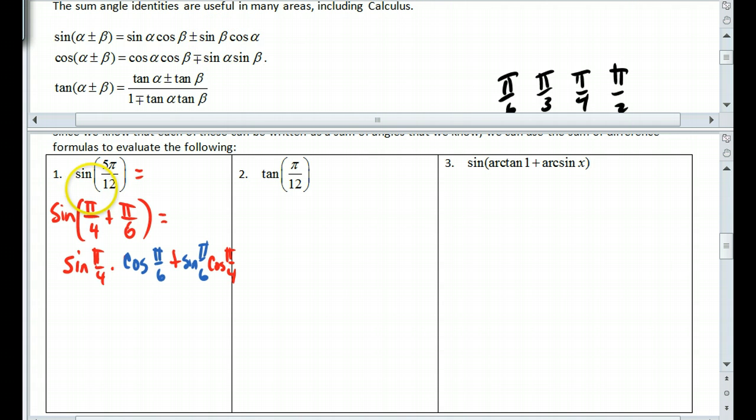So right here, I have the alpha and the beta, and I just plug them into this sequence. Now if I take these values, this is going to be square root of 2 over 2 times cosine of pi over 6, which is square root of 3 over 2. And then I'm going to add sine of pi over 6, which is 1/2, times this cosine, square root of 2 over 2. Multiply this out: square root of 6 over 4 plus square root of 2 over 4.